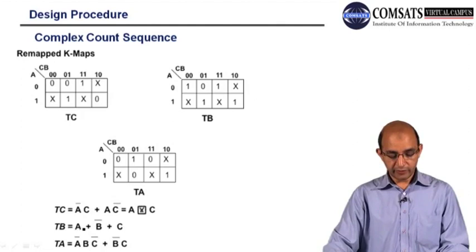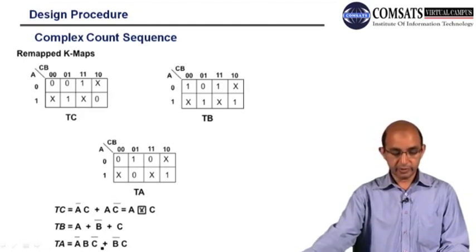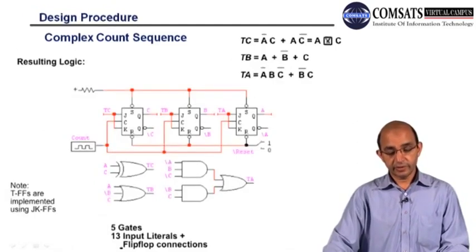Similarly for TB we have A plus B bar plus C. For TA we have A bar B C bar plus B bar C. So this is the simplification, and this is the circuitry. You can see that here we have TC, and TC is the XOR operation between A and C.